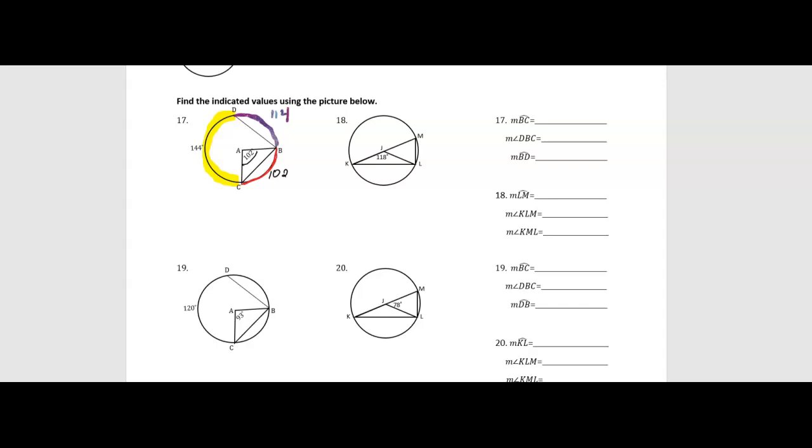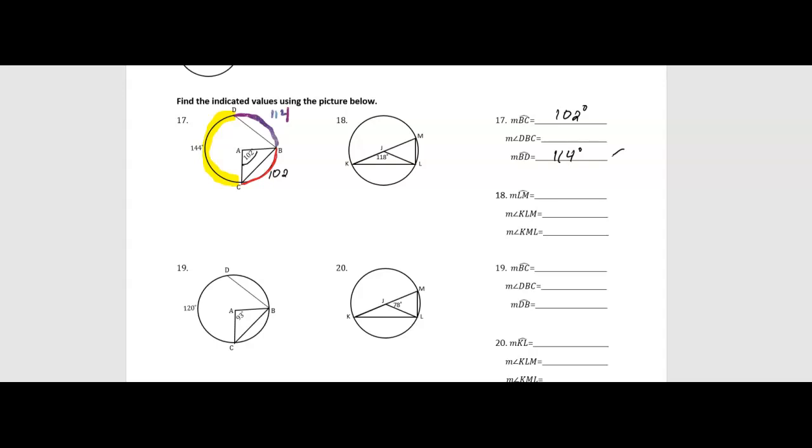Let's see what the questions ask. We will probably have knocked out most of this with that. So the measure of arc BC, we've already shown. That's our red arc. We know that was 102 degrees. Let's jump down to the next one, the measure of arc BD, that's our purple one. That had to be 114 degrees, we found.